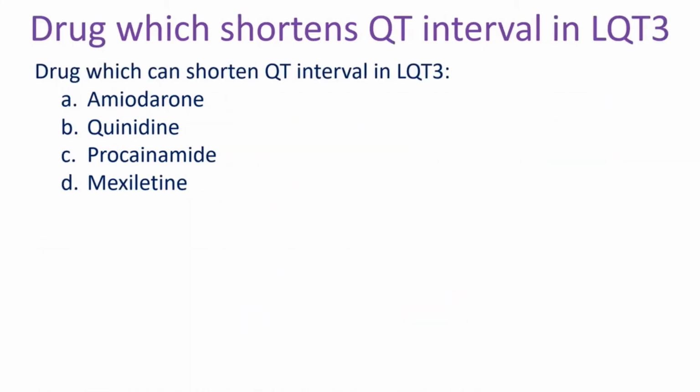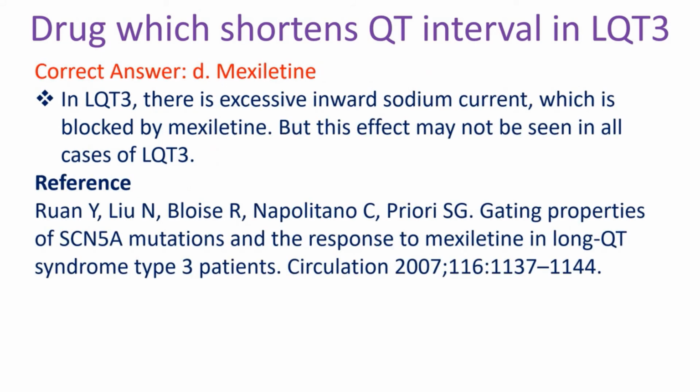Drug which can shorten QT interval in LQT3. A. Amiodarone, B. Quinidine, C. Procainamide, D. Mexiletine. Correct answer D. Mexiletine. In LQT3, there is excessive inward sodium current which is blocked by mexiletine, but this effect may not be seen in all cases of LQT3.